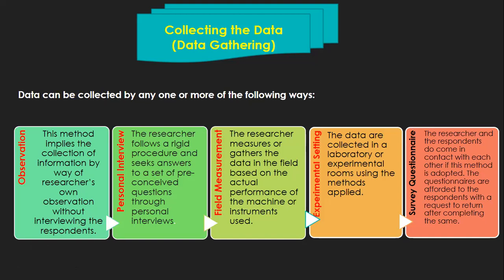Data can be collected by any one or more of the following ways: na ay observation, personal interview, field measurement, experimental setting, and survey questionnaire. Okay, this type or this method of data collection varies or depends mainly on the type of research that you are doing, right? Maybe we already discussed what those types of studies are, right? Like we have applied research, we have correlational research in the previous lesson. We already discussed that. So that will constitute this type of data gathering.